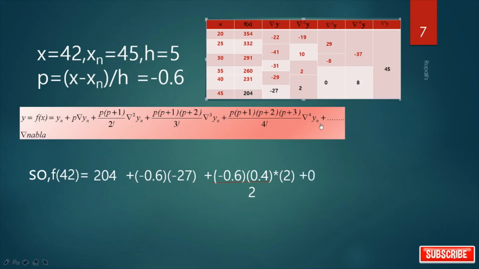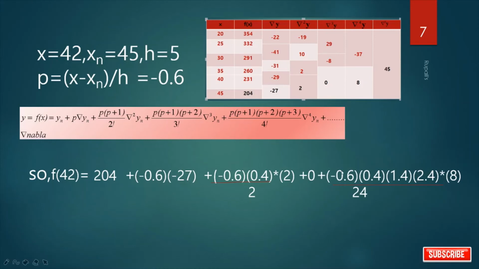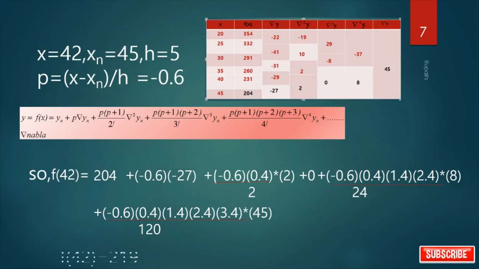Next, p into (p plus 1), (p plus 2), (p plus 3), nabla to the power 4 yn, that is 8, divided by factorial 4. Next value is this. And after calculation, I get the result f(42) equals 219.